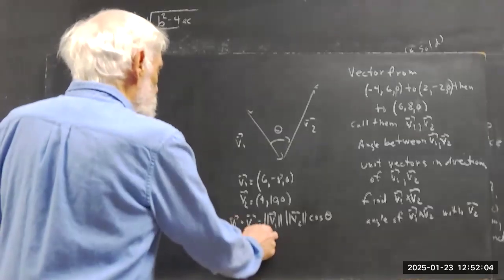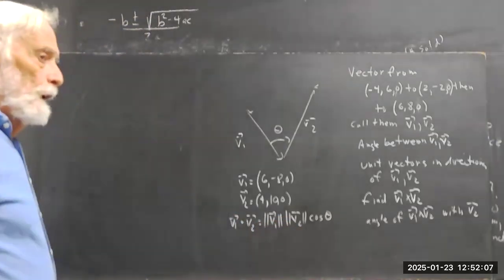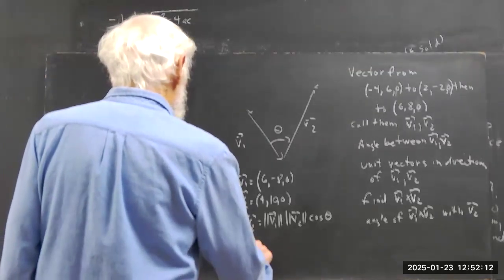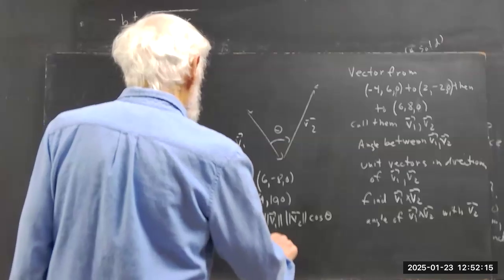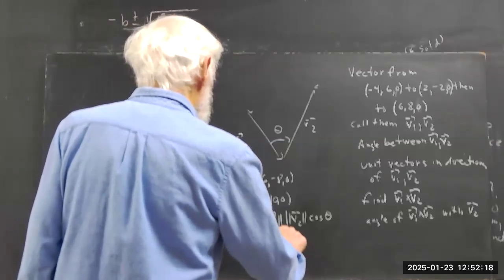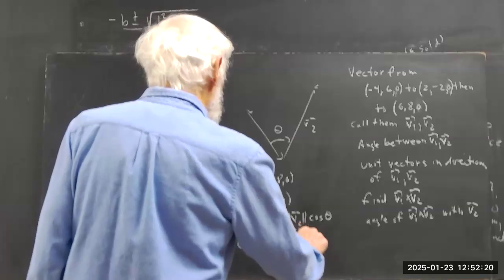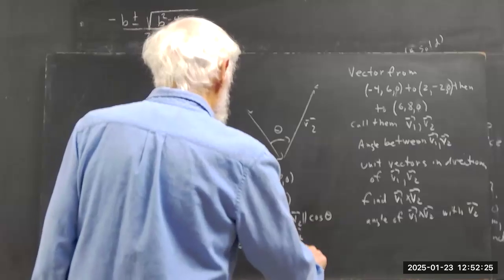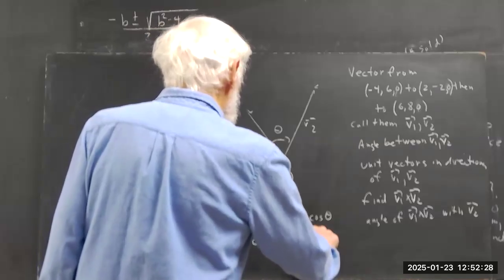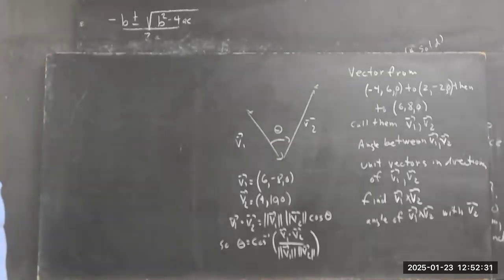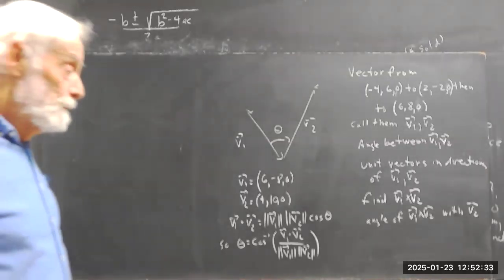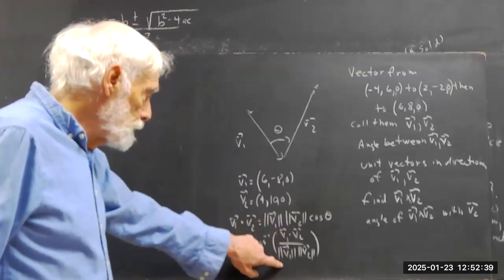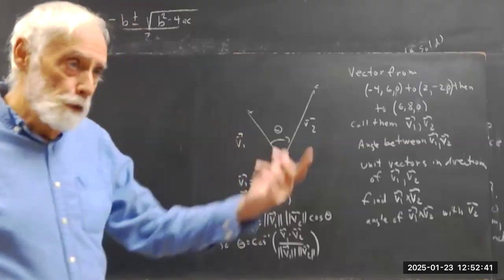V1 dot V2 equals the magnitude of V1, times the magnitude of V2, times the cosine of theta. So theta is the inverse cosine of V1 dot V2 over the magnitude of V1 times the magnitude of V2. That's a simple calculation. Okay, just solve for the cosine. You're just going to divide both sides by the magnitudes. You're going to get this. And then to find theta, you do the inverse cosine.